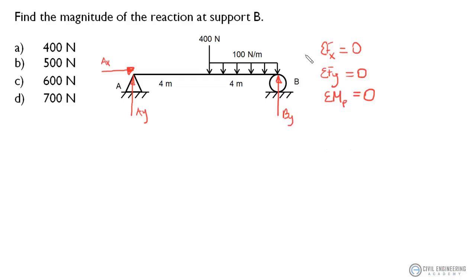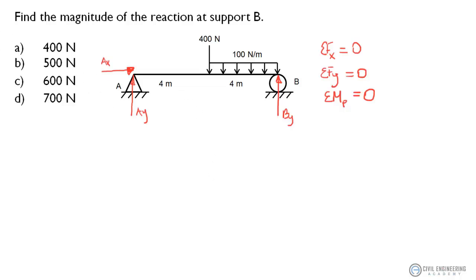Anything that would exceed that, if we had another reaction here, say a B sub x, if this was another pin support, we'd have to determine that this thing is statically indeterminate because we'd have one more unknown than we'd actually have equations. And obviously there are other methods that we'd have to use to solve this. But this problem we can use traditional statics since we're statically determinate. So let's get into it.